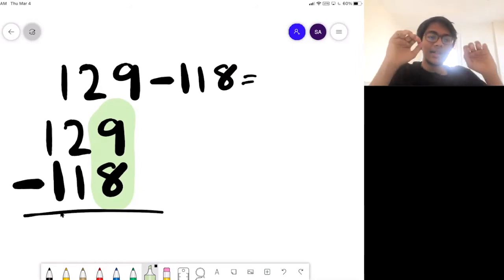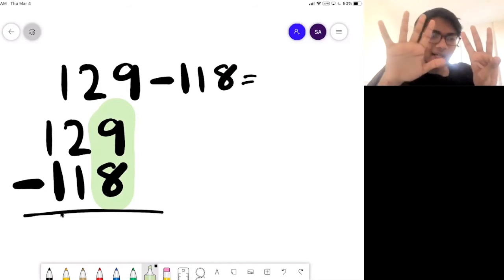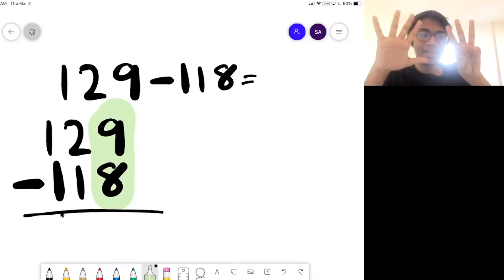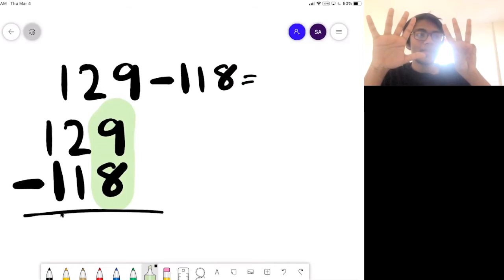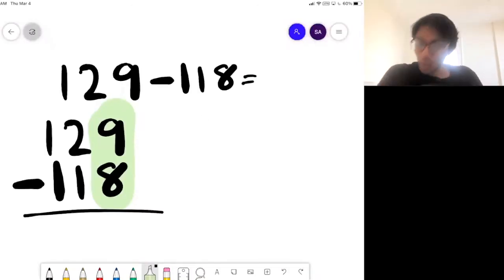I got 8 fingers here. So 9 in my head, count down 8. 8, 7, 6, 5, 4, 3, 2, 1. So 9 minus 8 is just going to be 1.